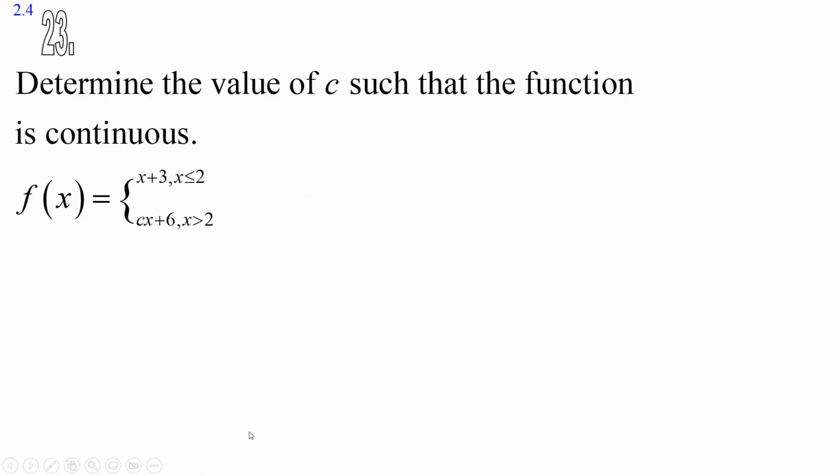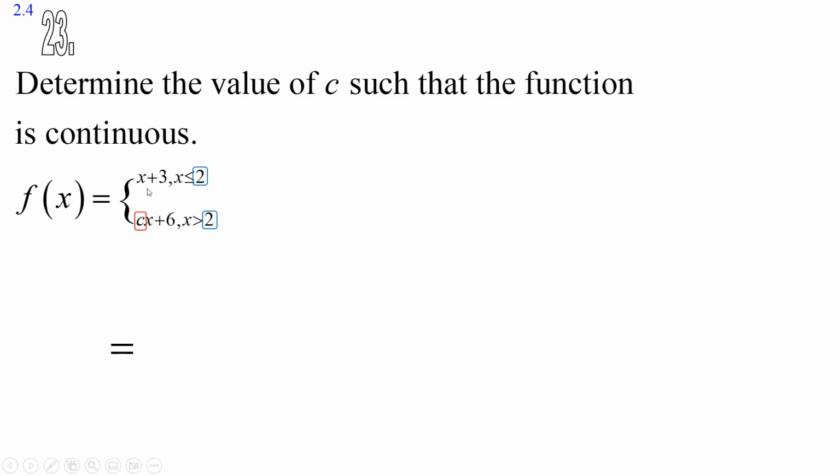Determine the value of c such that the function is continuous. So we're going to have to make this compound function continuous right here. Which means, well, look at here. It's x plus 3 when x is less than or equal to 2, and it's cx plus 6 when x is greater than 2. So we're just going to do direct substitution, x equals 2, set up the equation, and solve for c. Just like this.